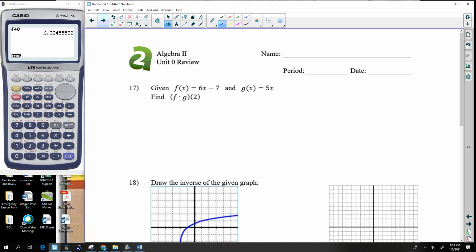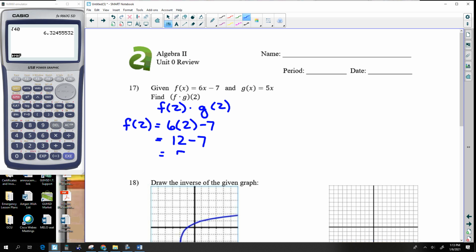Okay, this is f times g of 2. So this is going to be f of 2 times g of 2. So let's figure out the pieces. So f of 2. f is 6x minus 7. Okay, g of 2, g is 5x.